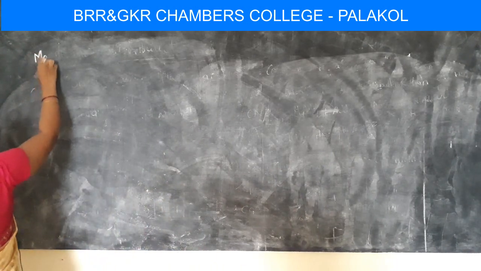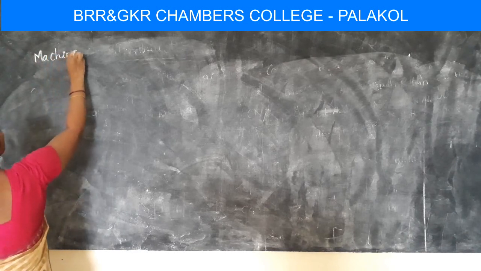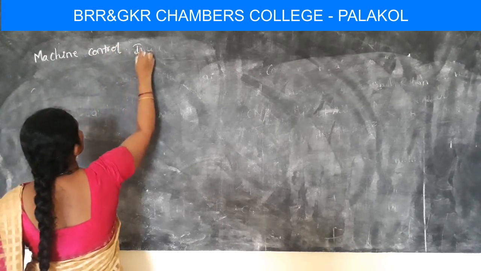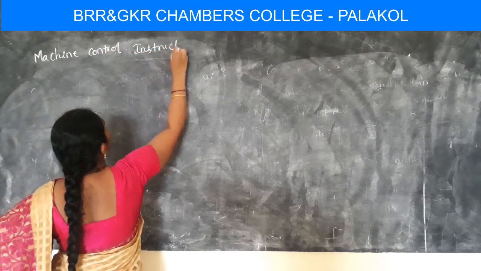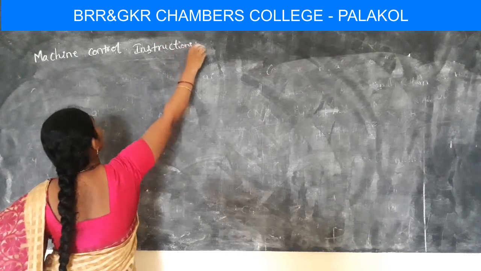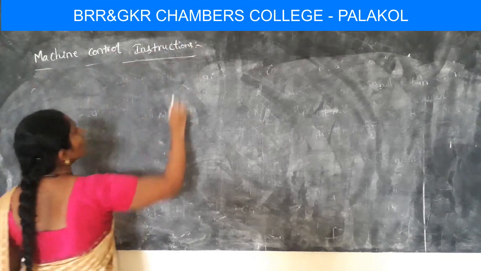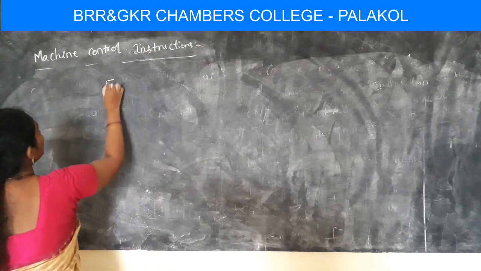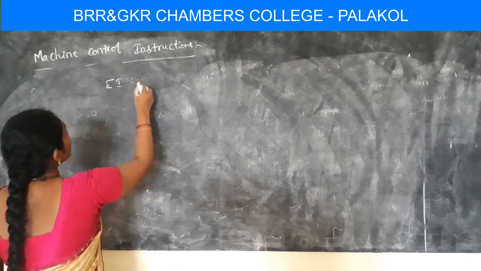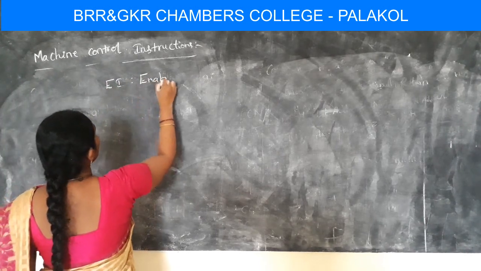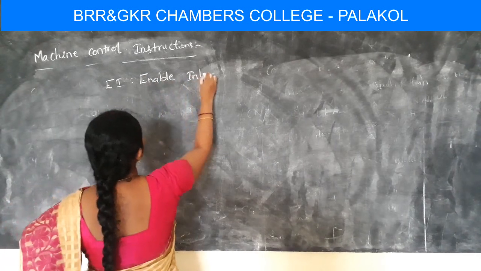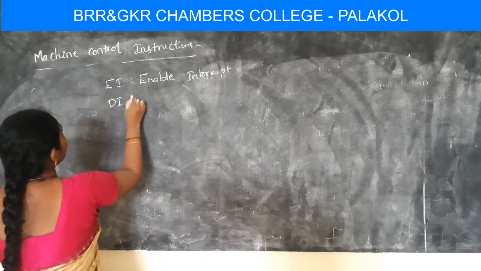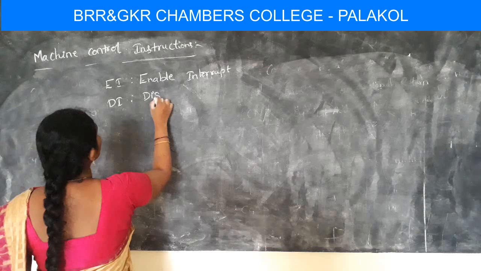So machine control instructions. The machine control instructions are EI, which is nothing but enable interrupt. Next, DI is nothing but disable interrupt.